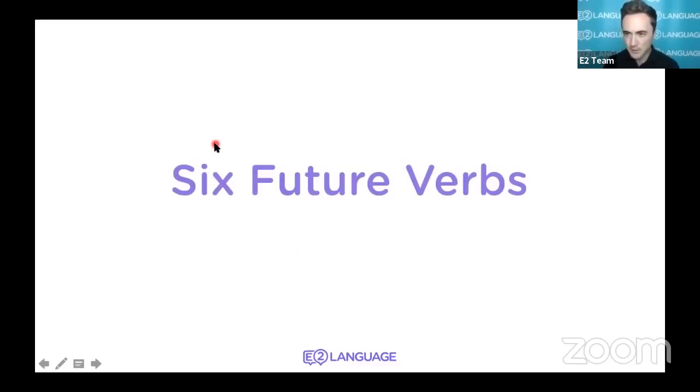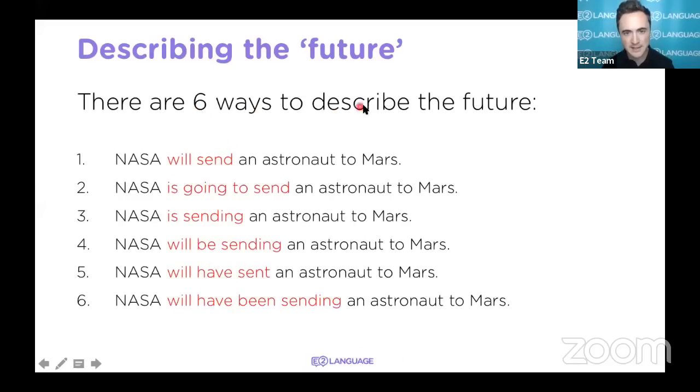Six future verbs. That's what we're going to look at. Some of them are more important than others though. So let's see the six ways to describe the future in English. Will send, is going to send, is sending, will be sending, will have sent, and will have been sending.